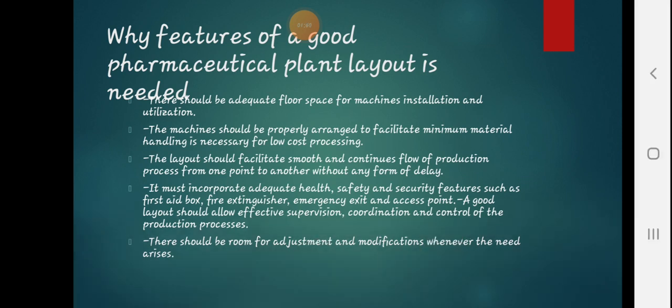Why are the features of a good pharmaceutical plant layout needed? The machines should be properly arranged to facilitate minimal material handling, which is necessary for a low cost process. The layout should facilitate smooth and continuous flow of the production process from one point to another without any form of delay. There should be room for adjustment and modification whenever the need arises.